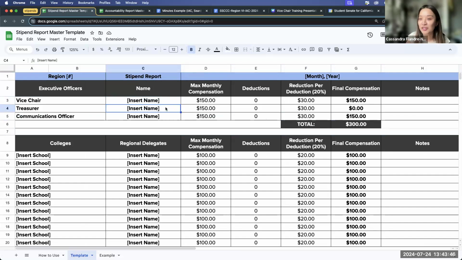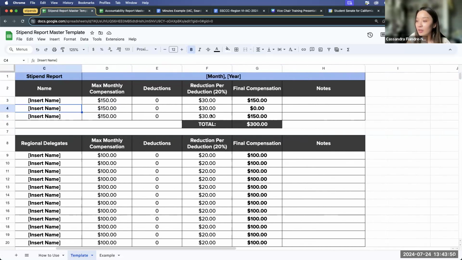Adams the treasurer, I will put Dr. Julie Adams, so on and so forth. And then in the next column, you'll have the deductions that you'll be adjusting. So for the max monthly compensation, you will not need to touch this, but the next column to touch will be the deductions. So you would just put the number of deductions there are.